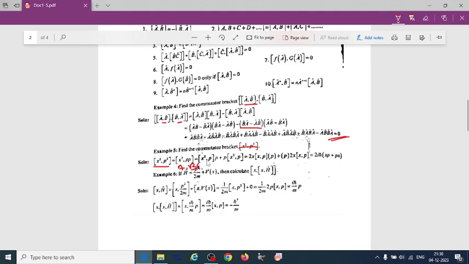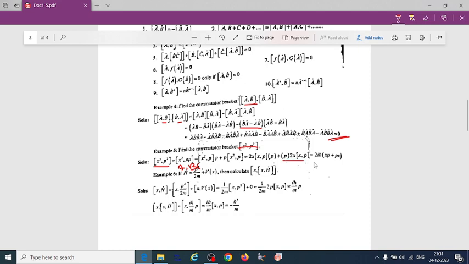X square comma p, outside the bracket p, p bracket x square comma p. Then what you have to do here? Just, x square is there, so you can just write the derivative of that, 2x inside the bracket x comma p, that is into p. So like that second term.